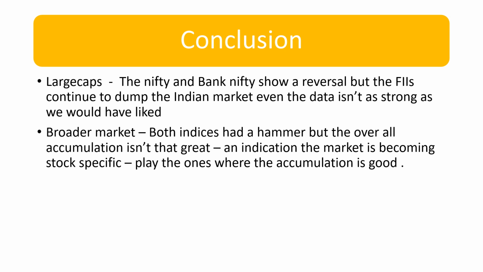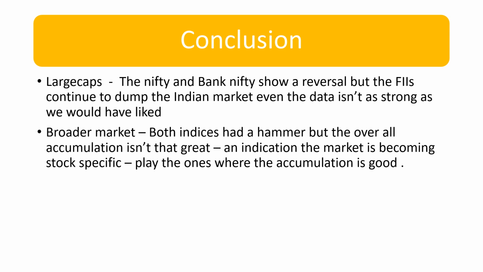The broader market: both the indices had a hammer. Accumulation is a little better in the mid cap index, so mid cap stocks would be the ones that you would want to trade. So it's a clear indication. What is happening is that price is showing a reversal, but the data is not that great. That is an indication that the overall accumulation isn't really great, but stock specific accumulation is happening. It's an indication that the market is also becoming stock specific. So you'll see stock specific action happening, whereas the index might be around the same level or moving up slowly.